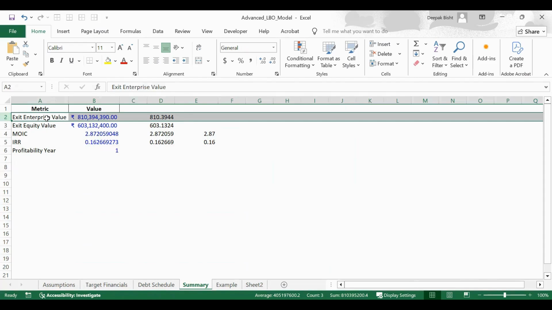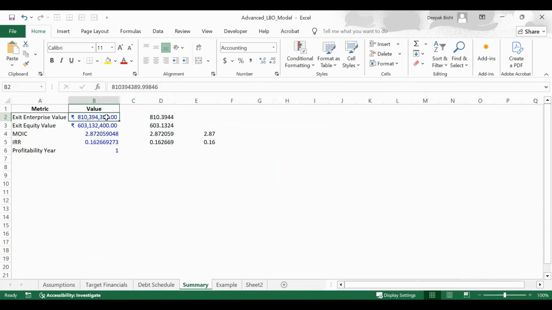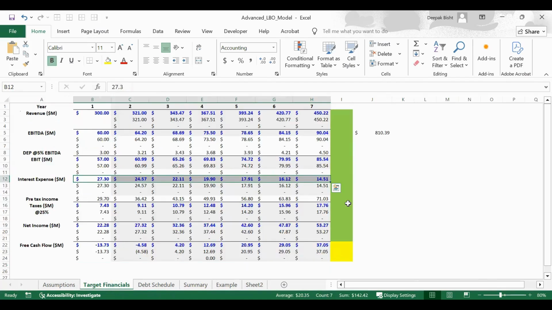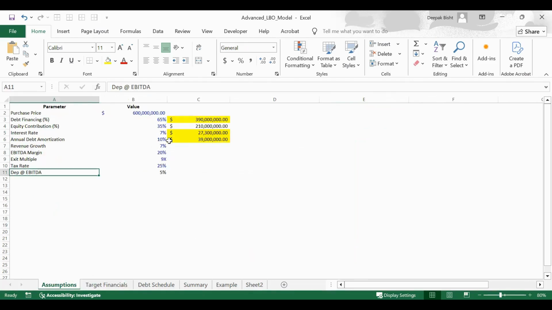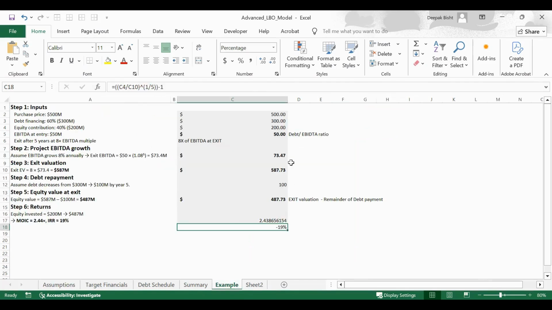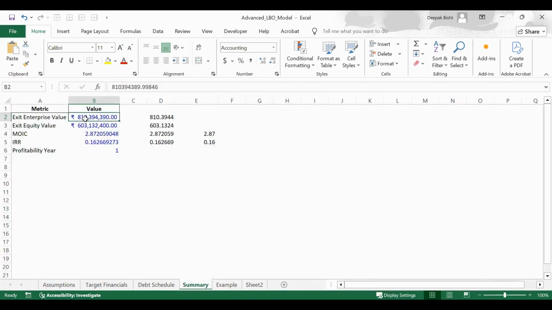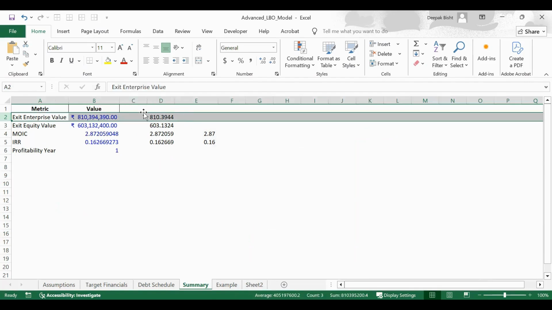So this is the enterprise value. Enterprise value was calculated using the EBITDA, and 9 times this exit EBITDA. What I have done is here is 90.4. If you multiply with 9, it's $810 million. So the initial investment was they have actually bought the company for $600 million, and they are able to create an exit enterprise value of $810 million.